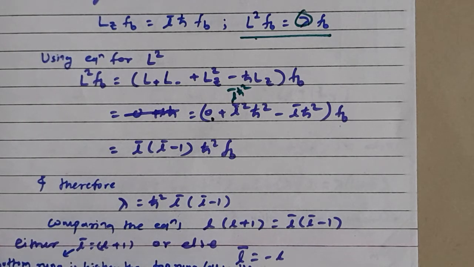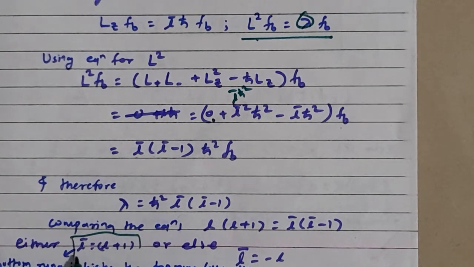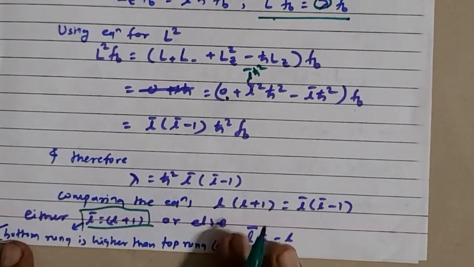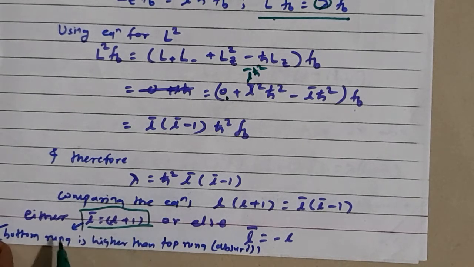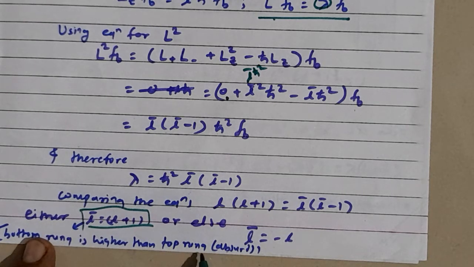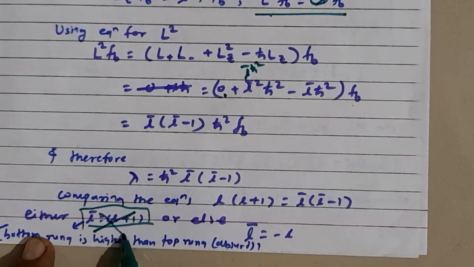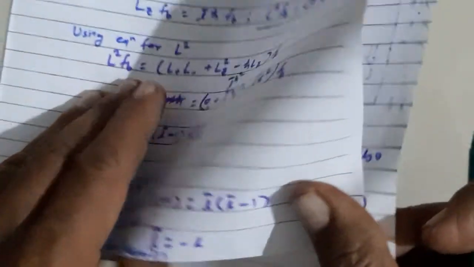If we choose L bar as the bottom rung's eigenvalue, then L bar is equal to L plus 1. But this is the topmost eigenvalue, corresponding to the top rung, and we know that there is no existence of a rung above the top rung. So the bottom rung's eigenvalue cannot be higher than the top rung's value. This is absurd, so we discard this solution and choose the other one: L bar is equal to minus L, as its eigenvalue.